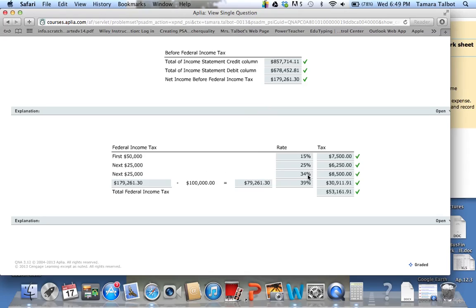These are the percentages you will use. The first 50,000 is taxed at 15%. The next 25 is taxed at 25%. The next 25 is taxed at 34%. And then you put your net income before federal income tax here. Subtract it from 100,000, and this is the amount you'll get. And if you had 300,000, then it would be, of course, 279. Okay. So you'll take this amount times 39% to give you your 30,000. You add all these up, and this is your total federal income tax.